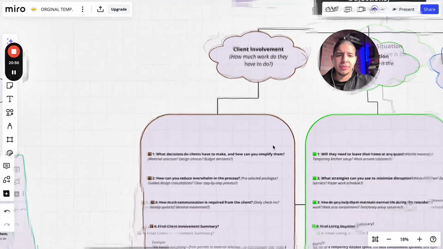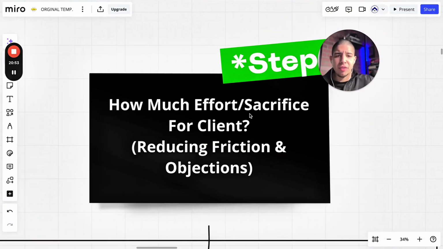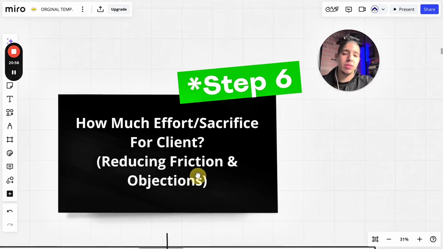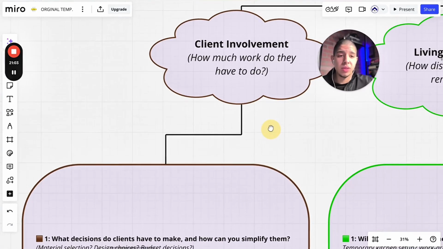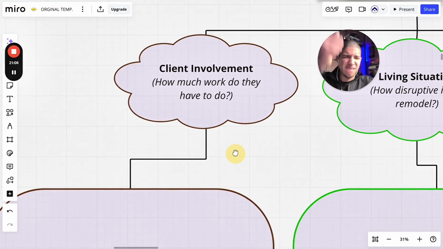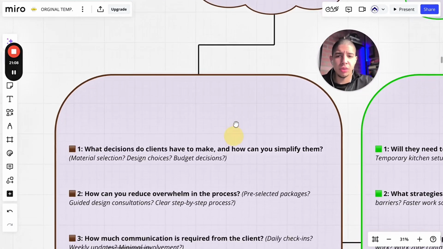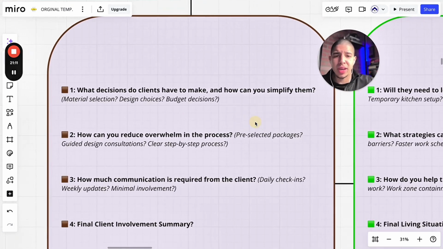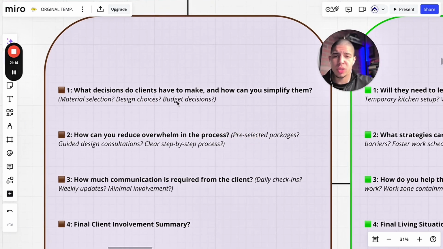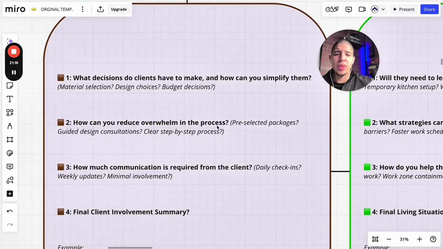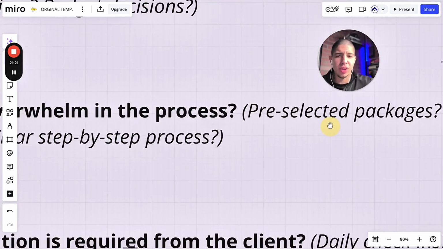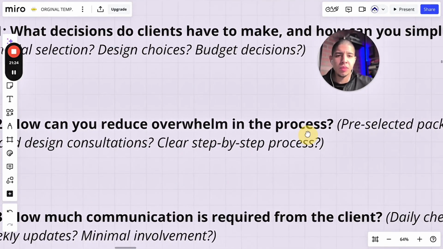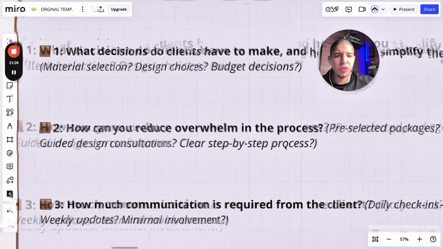Next thing is number 6. How much effort sacrifice for clients, reducing friction and objections? How much do they have to put on their end, right? So client involvement, how much work do they have to do on their end? If they could just pay and things are done within 14 days, that's the most ideal thing you could do, right? So what decisions do clients have to make, and how can you simplify them? Material selection, design choice, budget decisions. How can you reduce overwhelm in the process? Pre-selected packages, very, very important you do that. Have things labeled and packaged, it almost productizes your service, right?